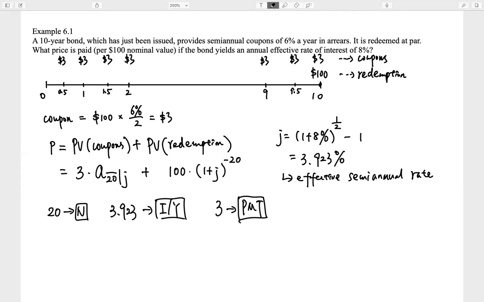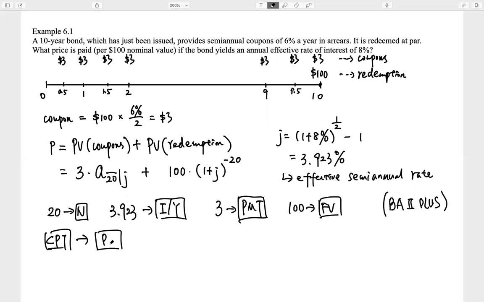By the way, the calculator I use is a Texas Instruments BA II Plus. Yours might be different. Future value is $100. Put it for future value. And now what you do is you hit CPT, and then you hit present value. This will give you the result in one step.